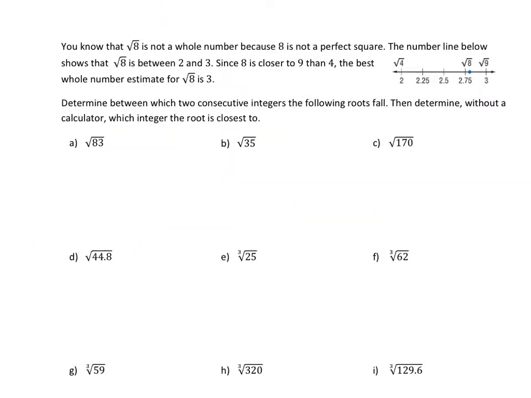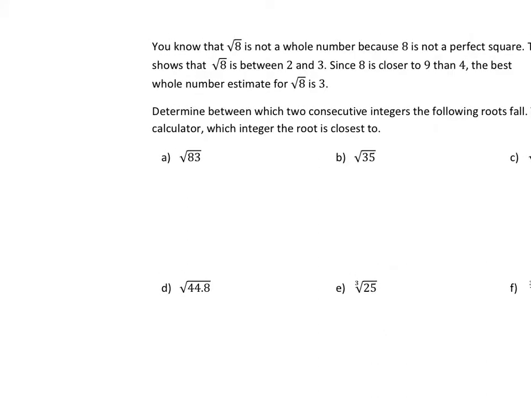You know that square root of 8 is not a whole number because 8 is not a perfect square. The number line below shows that square root of 8 is between 2 and 3. Since 8 is closer to 9 than 4, the best whole number estimate for square root of 8 is 3. So determine which 2 consecutive integers the following roots fall between. Then determine without a calculator which integer the root is closest to. So it's good to know your perfect squares to do this.